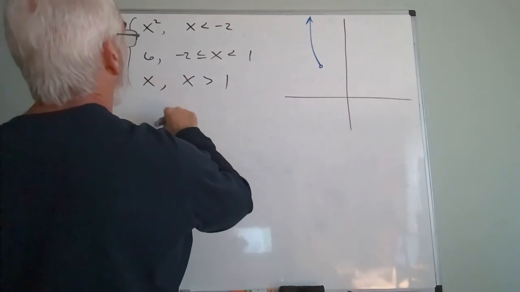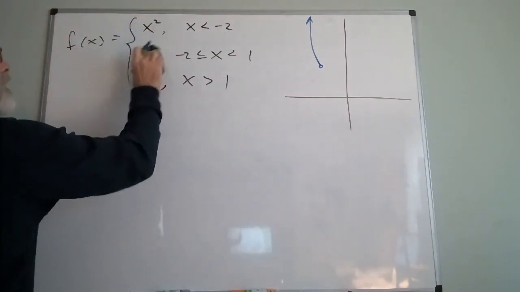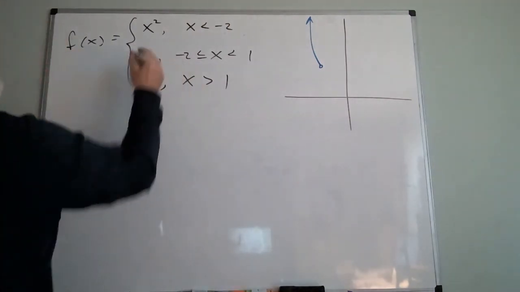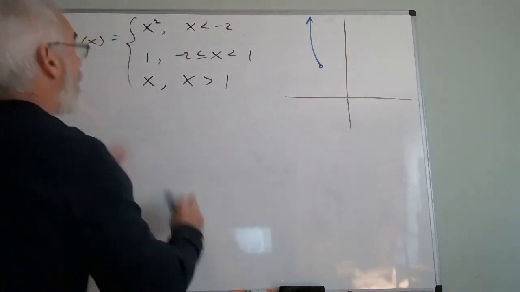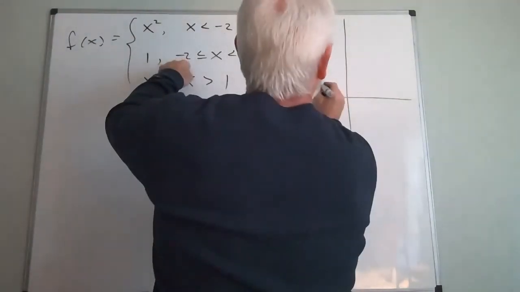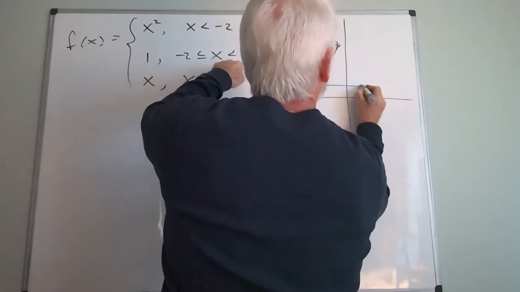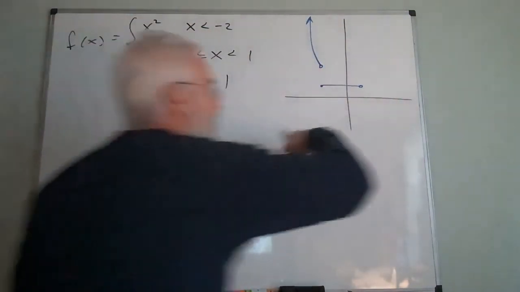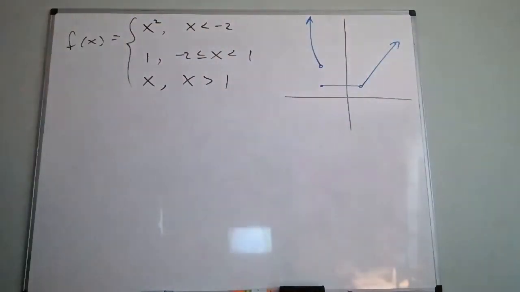Oh, you know what? I'm sorry, I just realized something. I want this to be a 1, not a 6. My bad. What was I thinking? Sorry, 1. So filling in the hole, and then open at this end. And it's y equals x forevermore. There we go. Okay, that's a fairly accurate graph.